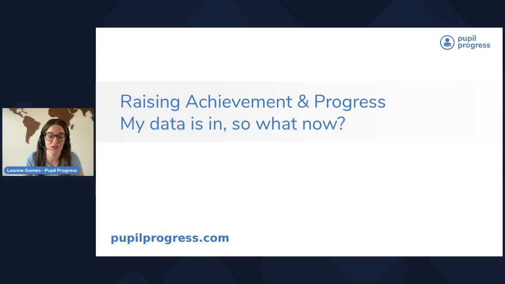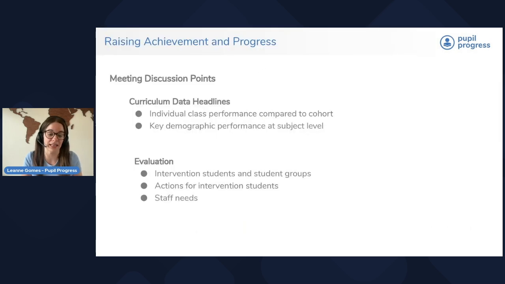How you conduct your raising achievement and progress meetings will inevitably vary across all the schools on this session, and whatever documentation you ask your staff to fill in, it's all going to be different. However, what we typically find is that the conversation tends to be split into two areas. The first being the curriculum data headlines, where you're looking at individual class performance compared to cohort and your key demographic performance at subject level. The second part is usually that evaluation where you're really focusing on those intervention students and student groups, as well as the actions going forward.